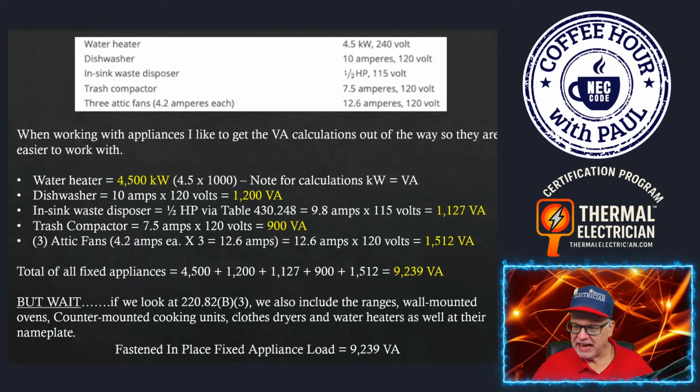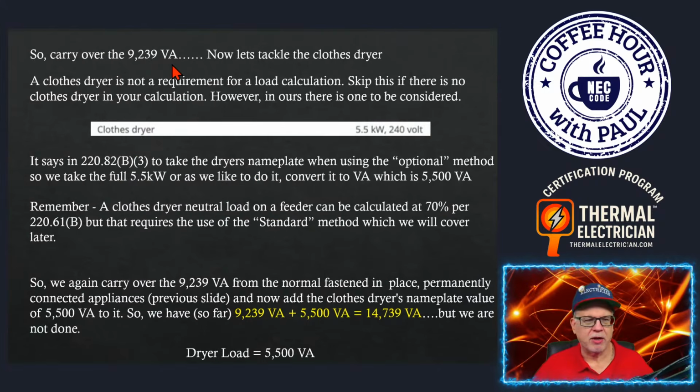So we have a total of 9,239. But wait, we're not done because we still have the wall-mounted oven, and we still have the counter-mounted cooking unit that we have to take into consideration, right? All right. So we're going to take that 9,239, and we're going to carry it over.